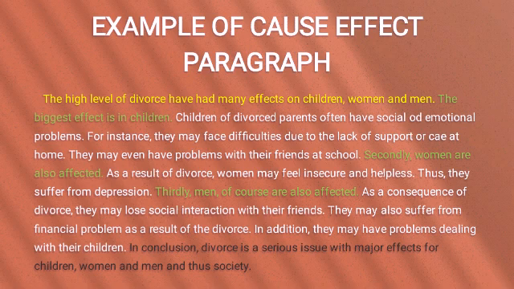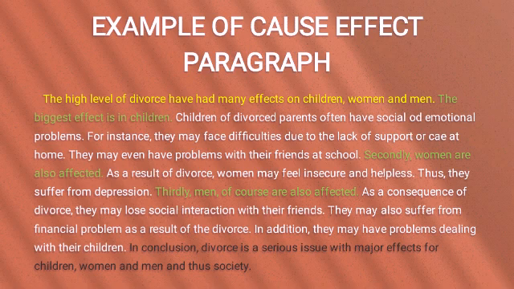The topic sentence of this paragraph is: the high level of divorce has had many effects on children, women, and men. The controlling idea is effects on children, women, and men. The first supporting sentence is: the biggest effects are on children. First supporting detail: children of divorced parents often have social or emotional problems. The second supporting detail is, for instance, they may face difficulties due to the lack of support or care at home. And the last supporting detail is, they may even have problems with their friends at school.